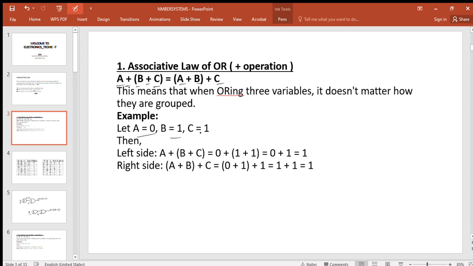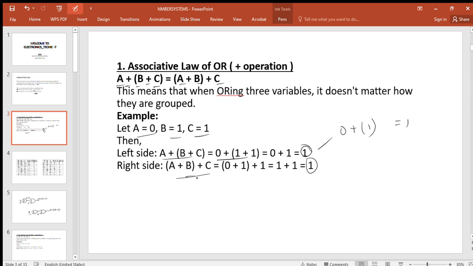A is equal to 0, B is equal to 1, and C is equal to 1. Let's put these values into this equation. We substitute 0, 1, 1 into A plus (B plus C) and (A plus B) plus C, and the result will be the same. Here we know that 1 plus 1 is nothing but 1. So 0 plus 1 is equal to 1. So here the result is the same.